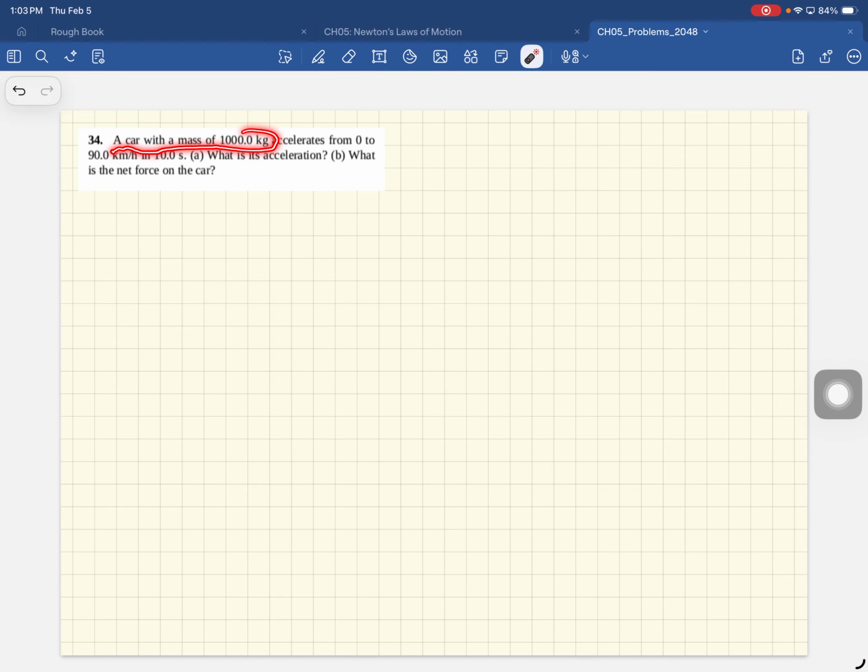That's 0.255 g. Why did we write that? Why did we do that? What this means is the thrust of the car, the force it's applying, is a quarter times the weight of the car.